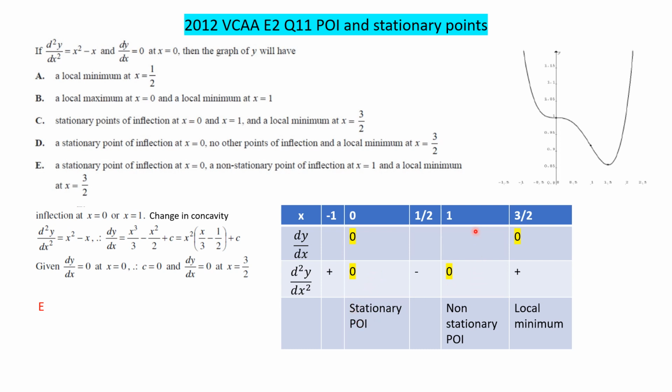And then next, when x is equal to 3/2 here, the second derivative is not equal to 0. Instead, it is positive. So that's why you have a local minimum. So now, one thing we have not checked: when x is 1, the second derivative is equal to 0, but the first derivative is not equal to 0. So maybe you have a non-stationary point of inflection. So just remember to check the left and the right to make sure that you have a change in concavity, and we do in this case. So that's why your answer is A here.